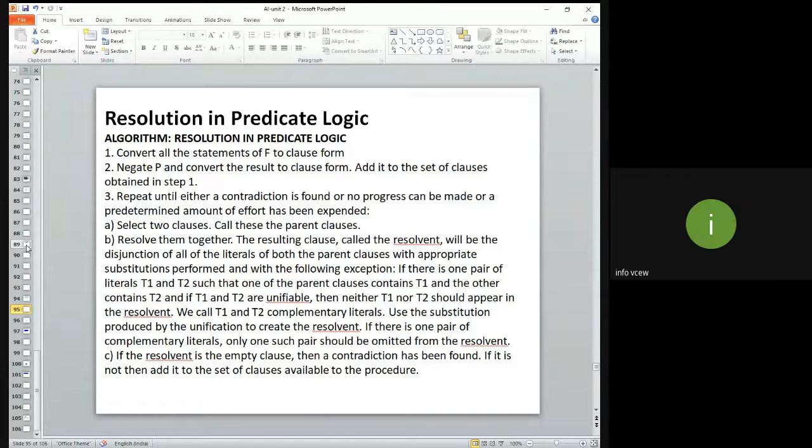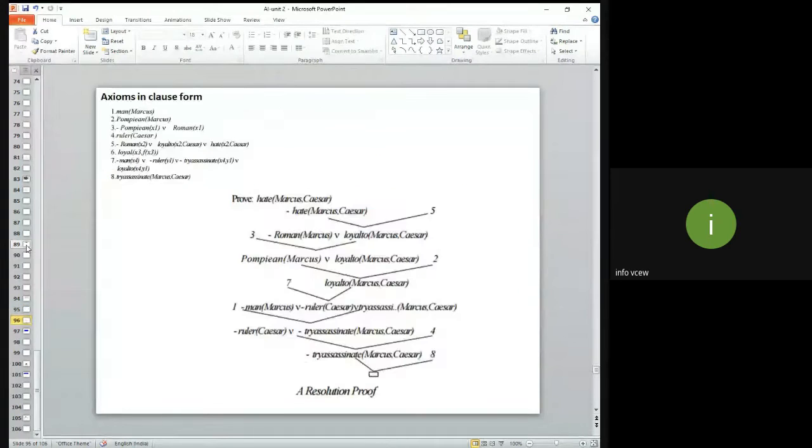So here, in resolution in predicate logic, the same concept that you followed in propositional logic applies here also. We have the two parent clauses T1 and T2. You take T1 and T2 and keep simplifying until you find the contradiction, that is, the empty clause. For example, this is a simple example for the predicate logic; we have already seen the same example.